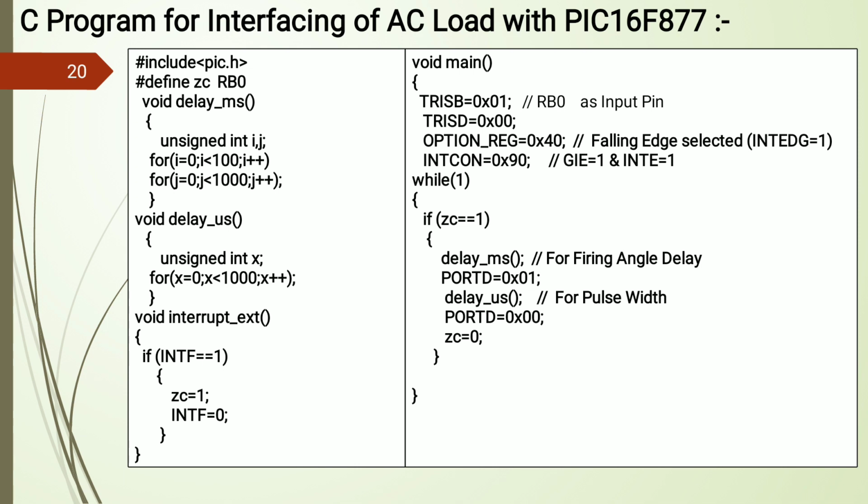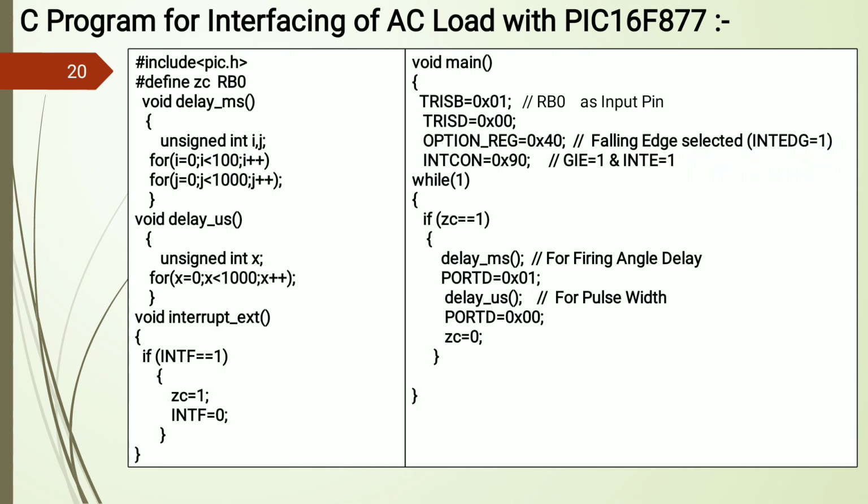In that we need to define the first input pin, which is at RB0. So TRISB = 0x01 is nothing but 1 applied to the RB0 pin, so RB0 acts as an input pin. And for TRISD = 0x00, port D is defined as an output port. As we discussed earlier, we have to select the edge of the external interrupt, that is either rising edge or falling edge.